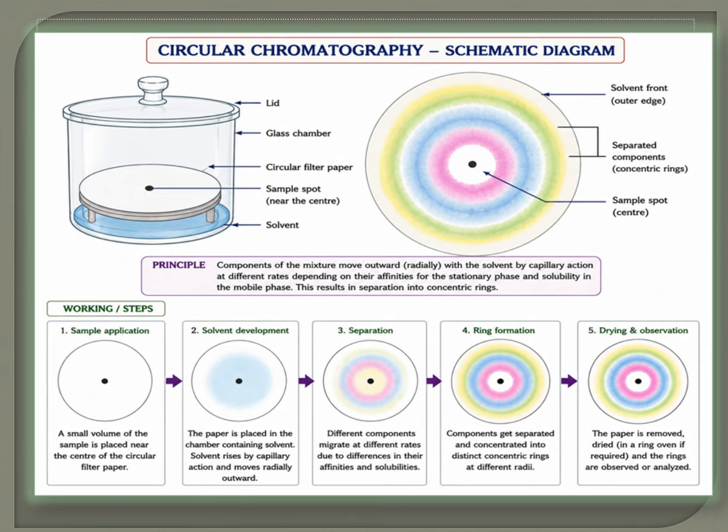Here you can see the diagrammatical representation of circular chromatography. We use a glass chamber with a lid. Inside, a circular filter paper is placed on a support. The solvent is kept at the bottom and the sample is spotted in the center of the paper. After the process, instead of spots or bands, we get concentric circles or rings. The components move outward from the center with the solvent due to capillary action. Because each component has different affinity for the paper and different solubility in the solvent, they travel at different rates. This forms separate circular rings.